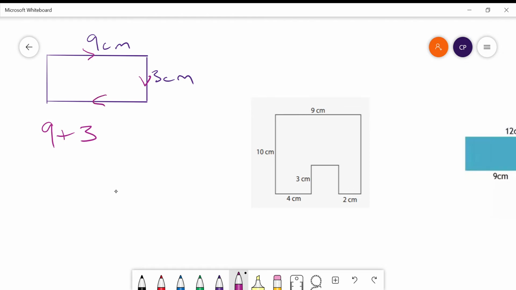I'm then going to walk along here, which is exactly the same length as the opposite side, so I'm going to add another 9, and then I'm going to walk back up here, and that's going to be another 3. So altogether I have my 9 plus 3 plus 9 plus 3, which is 24 centimeters, and that is the perimeter of my rectangle. So working out perimeter, I walk around the outside of the shape and add up every single side length that I have.